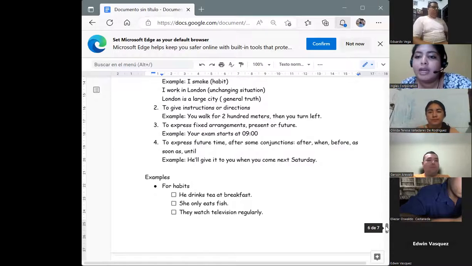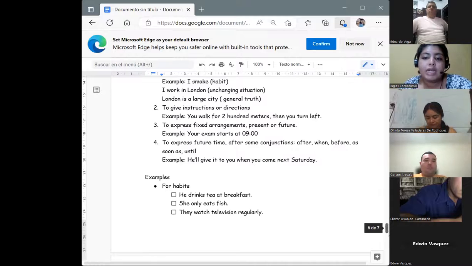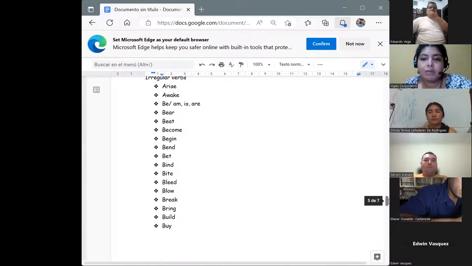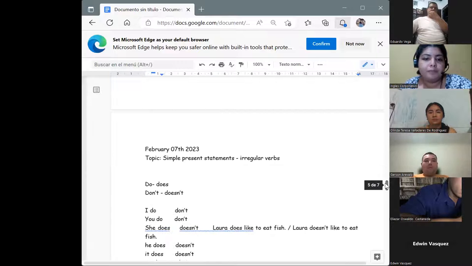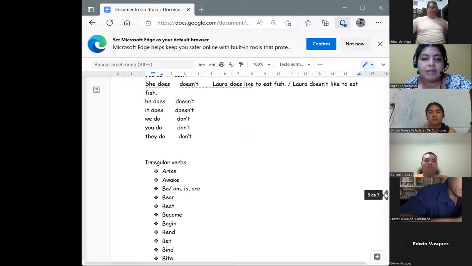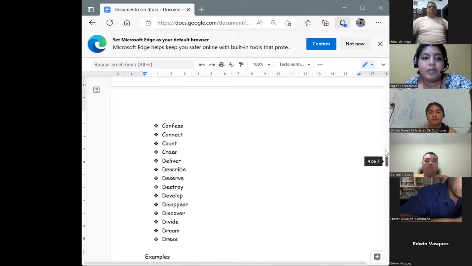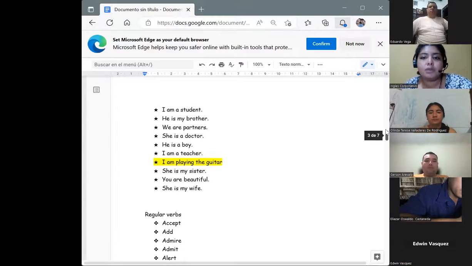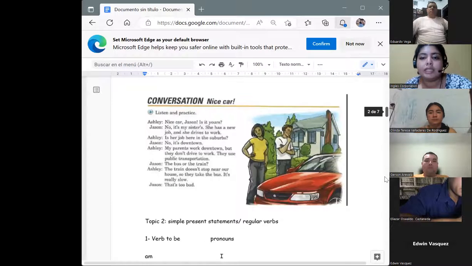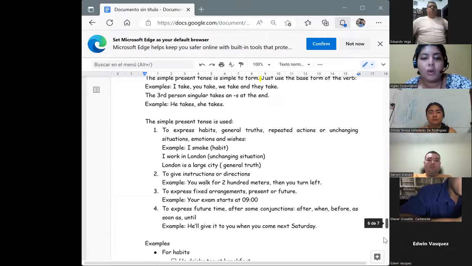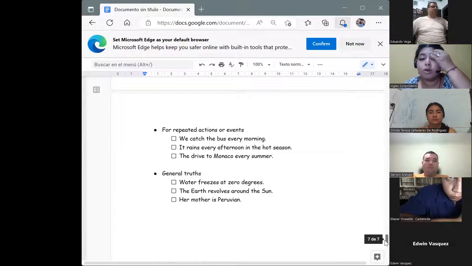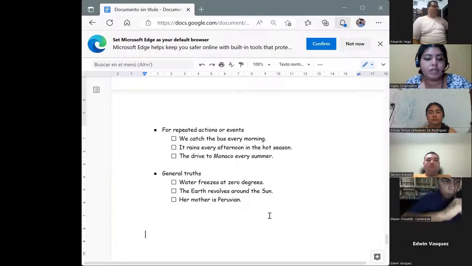Vamos a hablar siempre del presente simple, solo que en este caso no vamos a hablar solo de oraciones, porque hemos venido viendo solo statements or sentences, but in this case we are going to talk about questions, because we have here some examples of verbs and sentences, but now we are going to talk about questions. Vamos a hablar de preguntas, cómo crear preguntas con el presente simple. So in this case, we're going to change here.